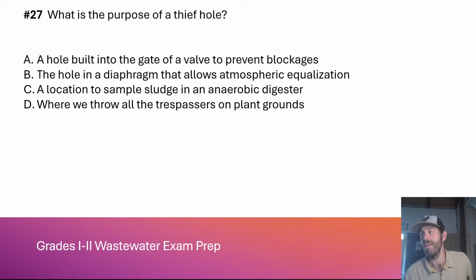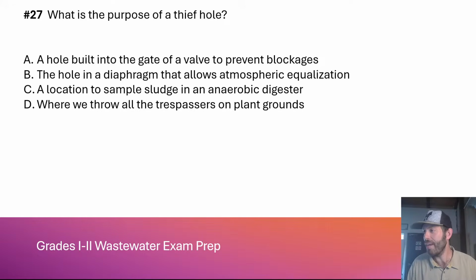And on that note, I tell my boss, hey, if somebody wants to hop the fence at the plant, that's on them. They would probably get themselves hurt or killed. Jump the fence if you really want to. We don't throw trespassers in thief holes. No. The correct answer to this is C, a location. I did it again. I can't believe it. I'm going to get there. Let me activate my pen.